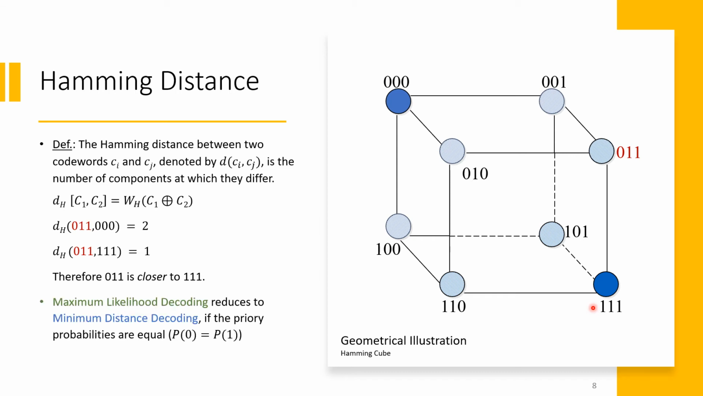So we can say that maximum likelihood decoding, the optimal decoding, reduces to minimum distance decoding. It's like finding the minimum distance if, of course, the zeros and 1s are equiprobable. If they are not, then we cannot just do this. In many applications, they are really equiprobable. So this is about the Hamming distance.